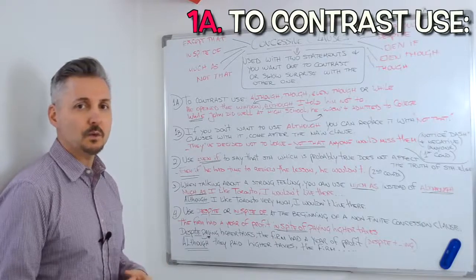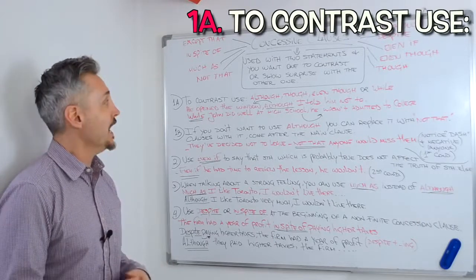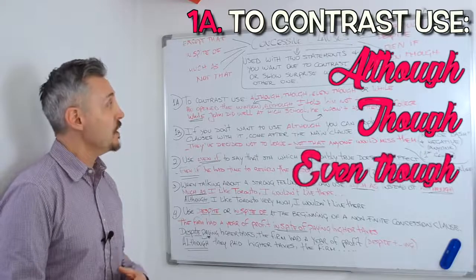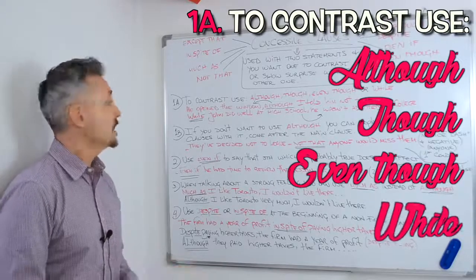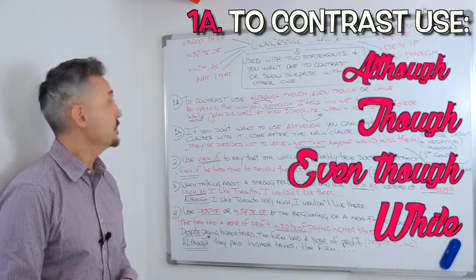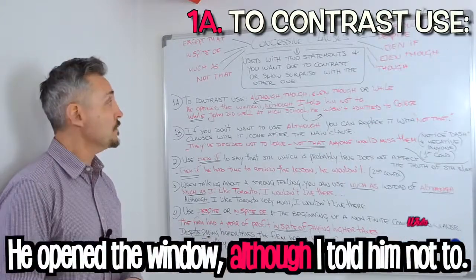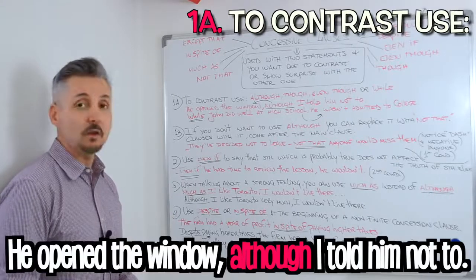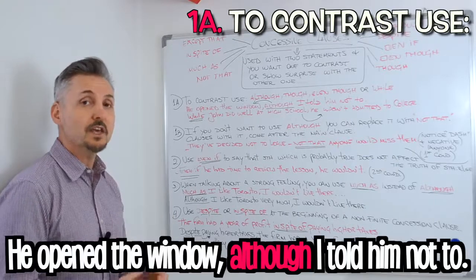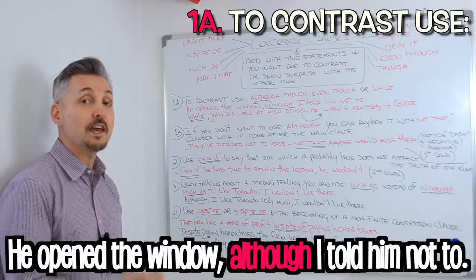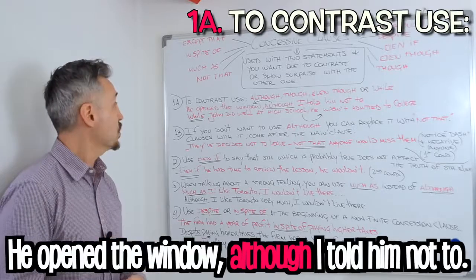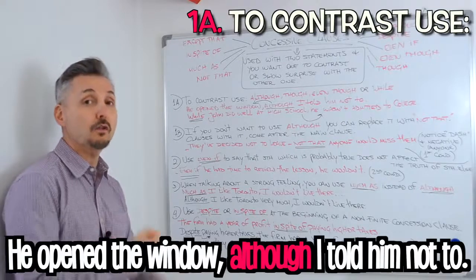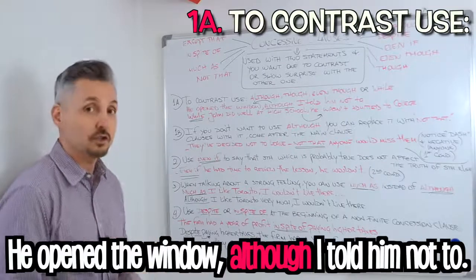So, of course, the first one will be to contrast. And we use although, though, even though, or while. Like in my example: He opened the window, although I told him not to. So here we show a contrast with the main clause. So he opened the window, although, contrast, although I told him not to.